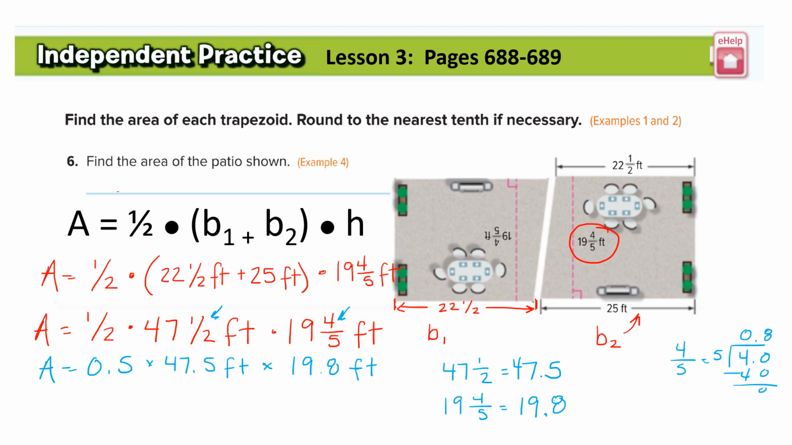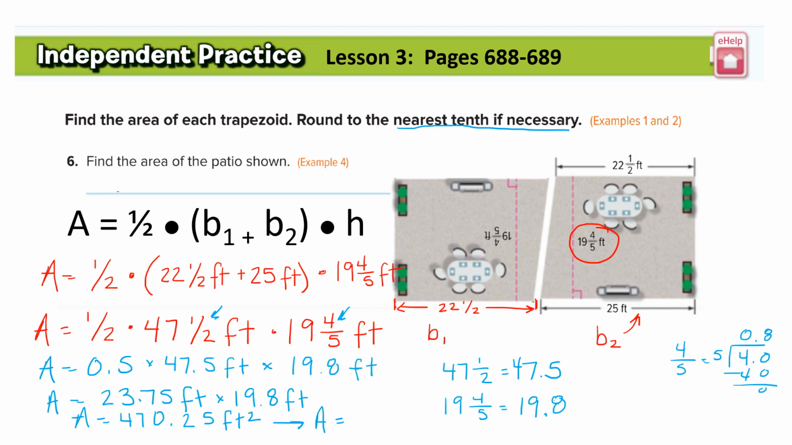All right, so 0.5 times 47.5 equals 23.75. So we have area equals 23.75 feet times 19.8 feet. So we're going to multiply that times 19.8, okay? And you're going to get area equals 470.25 feet squared. Now, they did ask us up here to round to the nearest tenth. I personally don't think you need to round to the nearest tenth because it just ends nicely. But if they're asking you to do that, area equals 470.3 feet squared.